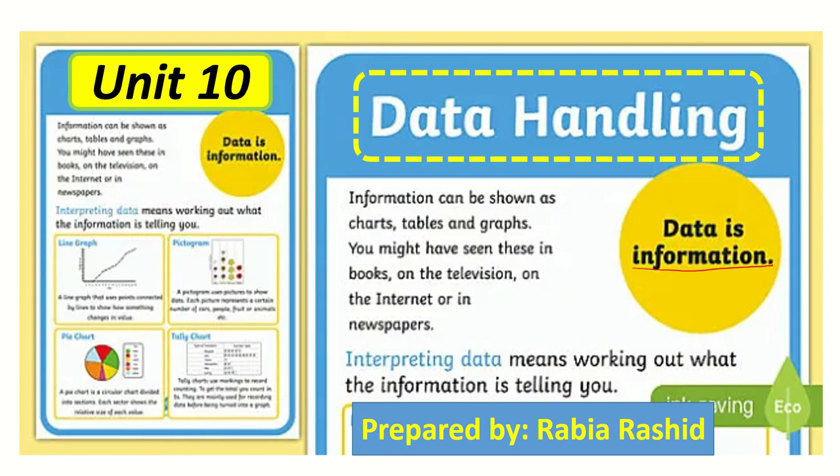Now, the main thing is that whatever information I'm getting, I have to organize that and then represent it. So, information is represented in the forms of charts, tables, and graphs. You may have seen these in books or on television or on the internet. You must have seen these charts and tables in science as well. So, these are the ways in which the information or data is represented.